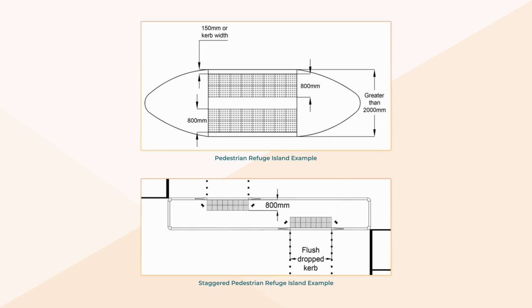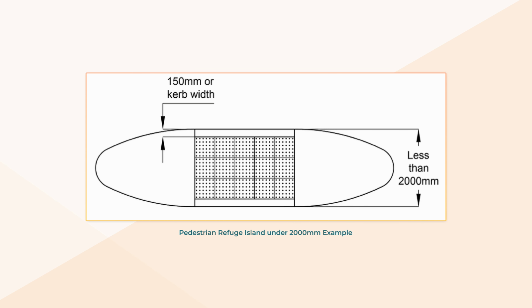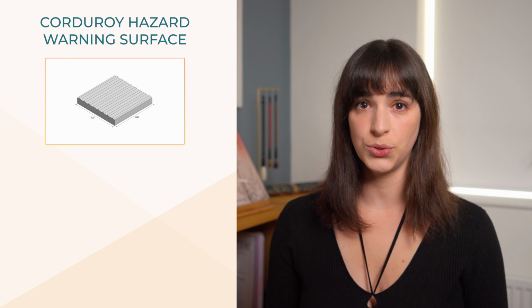In pedestrian refuges or staggered islands, regardless of whether it's controlled or not, 2 rows of depth, or 800 mm, are always necessary. However, if the refuge is less than 2 meters wide, the whole depth will be paved with blister tactiles. The second type of tactile is the Corduroy hazard warning surface.